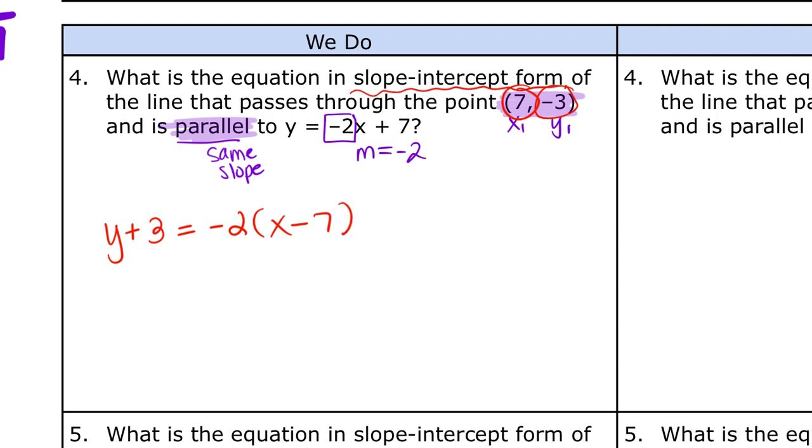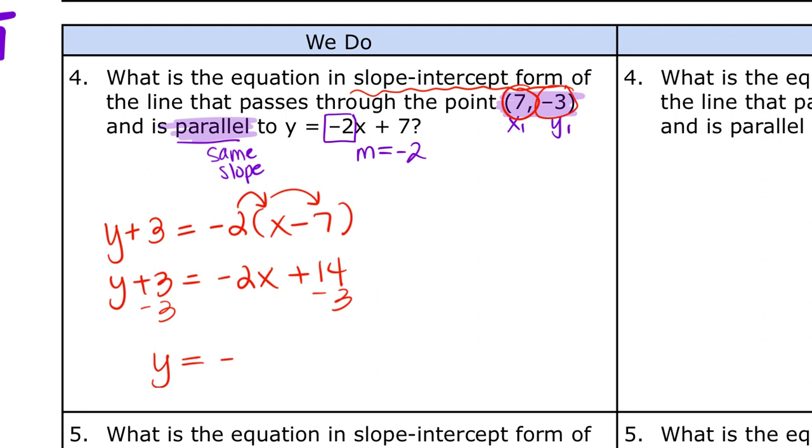Question says to do slope-intercept, so now we need to distribute that negative 2. Y plus 3 equals negative 2x plus 14. Remember, negative times a negative. And now let's subtract 3 from both sides. And y equals negative 2x plus 11. Now it's in slope-intercept form. So that is the equation that we're looking for.